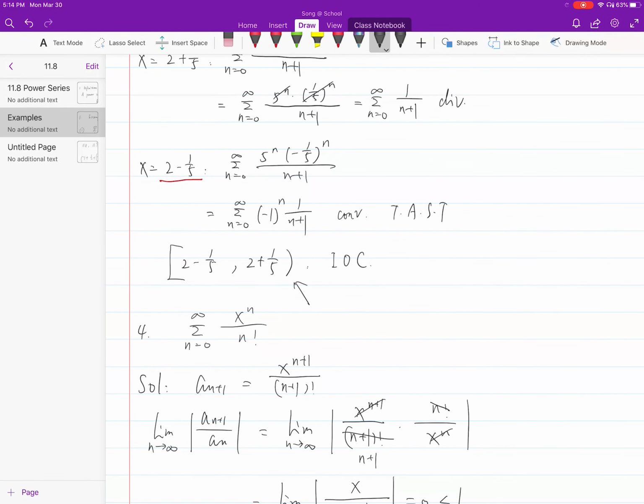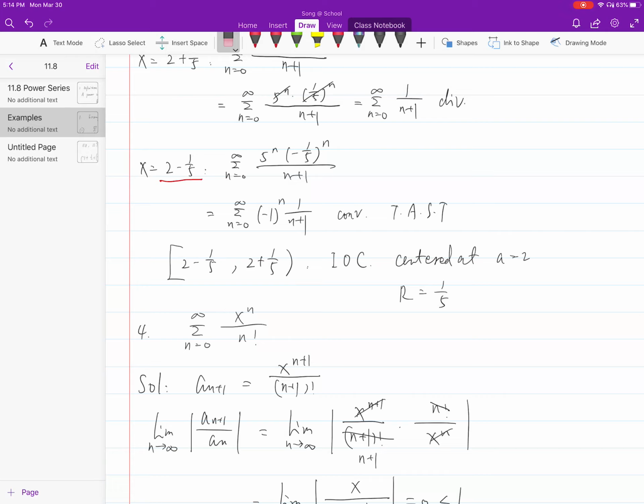And that's the reason I wanted to keep thinking this way. Do you see the center? The center is going to be 2. The radius is going to be 1/5. Because you start from 2, you go to the left by 1/5, you go to the right by 1/5.